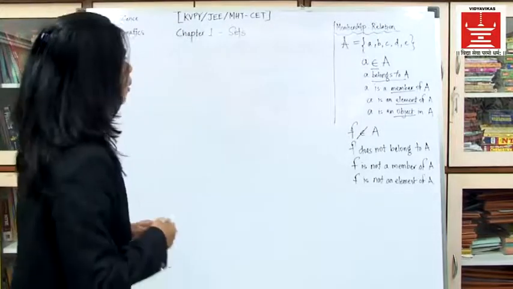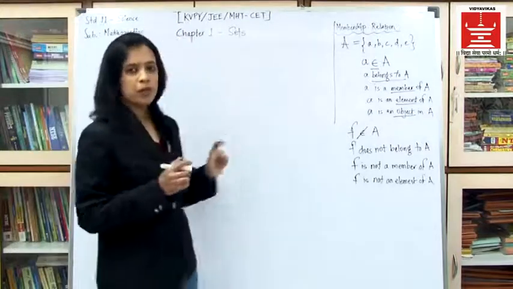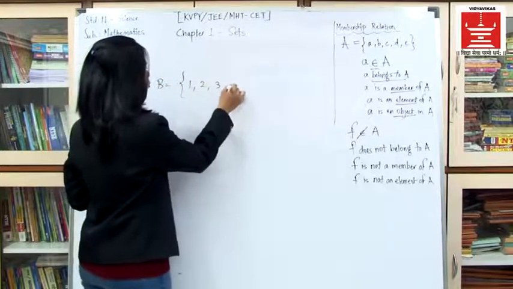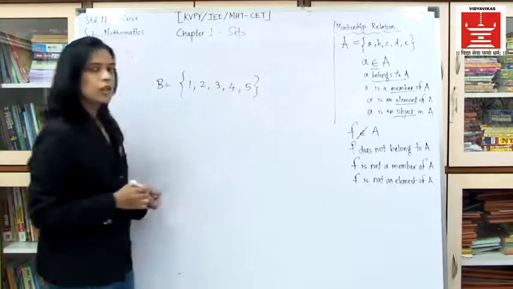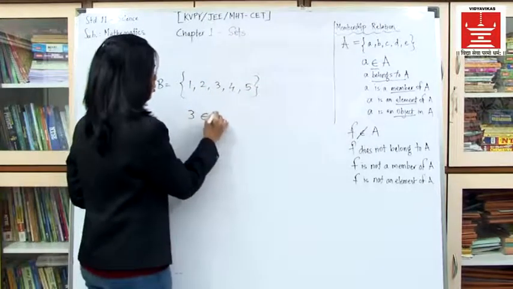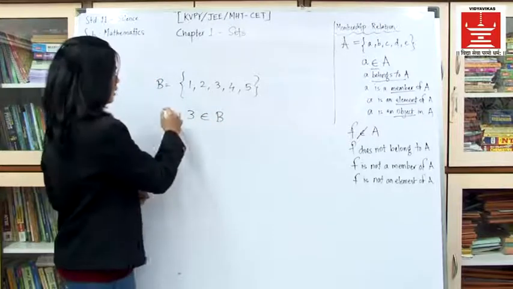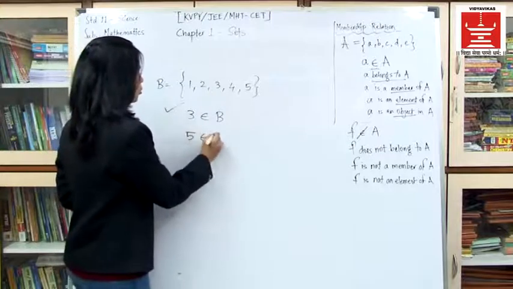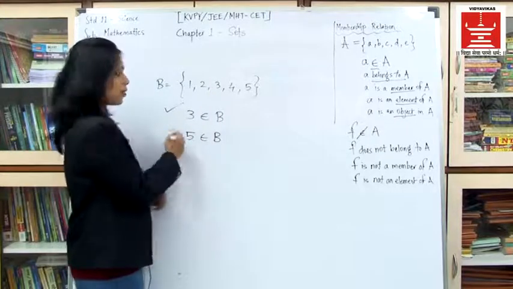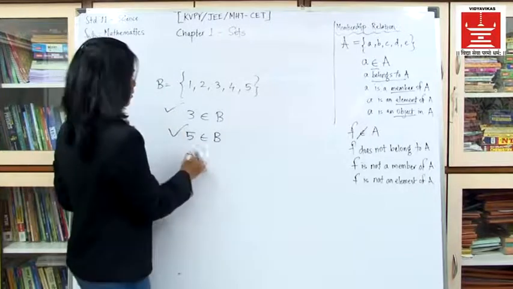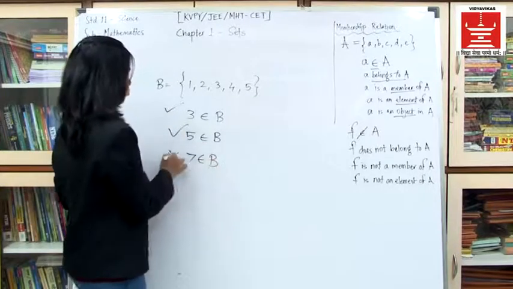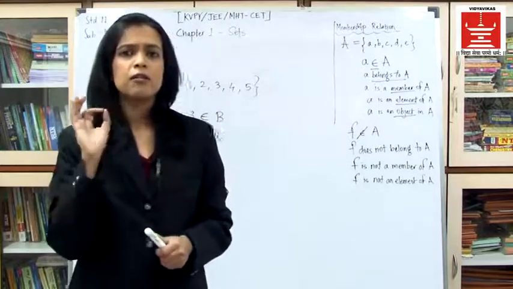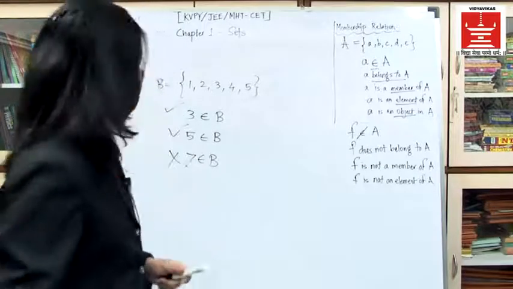Here also consider the membership relation. So we had set B as 1, 2, 3, 4, 5. So can I say 3 belongs to B? Yes, 3 is a member of B. Can I say 5 belongs to B? Yes, 5 is a member of B. Can I say 7 belongs to B? No, because 7 can't be listed here because this is a collection of just first 5 natural numbers.